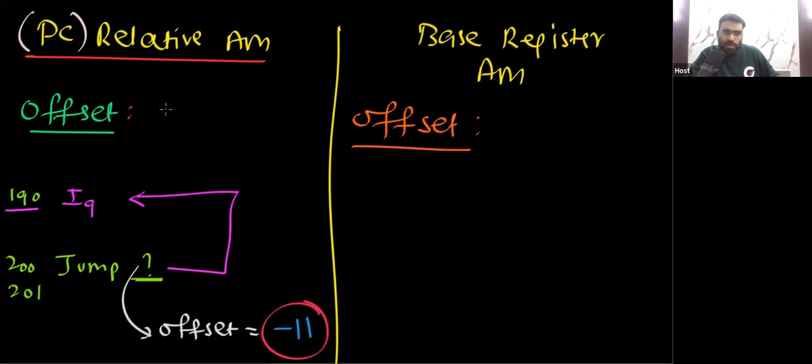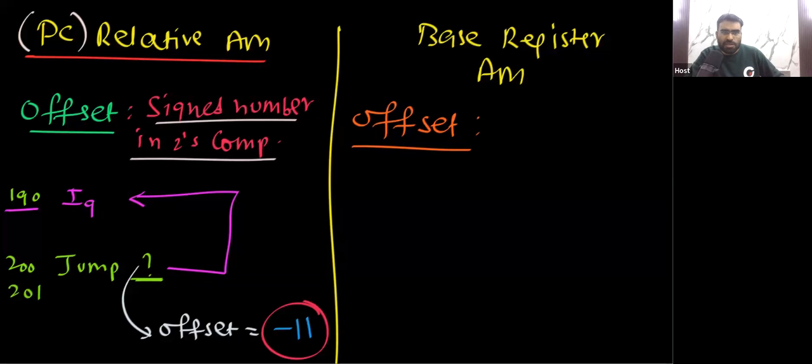So this offset should be signed. This should be a signed number in 2's complement, because signed numbers we mostly represent in 2's complement by default. What do you think? In base register, will you ever need a negative offset? Just think about it and tell me. Will you ever need a negative offset?